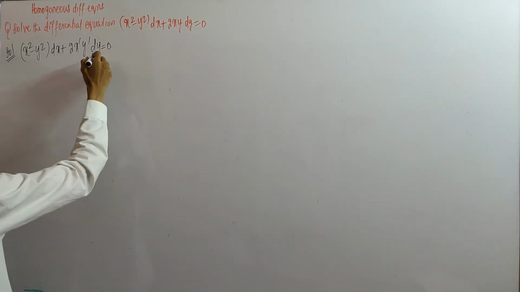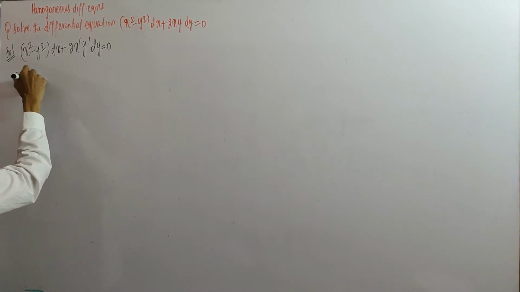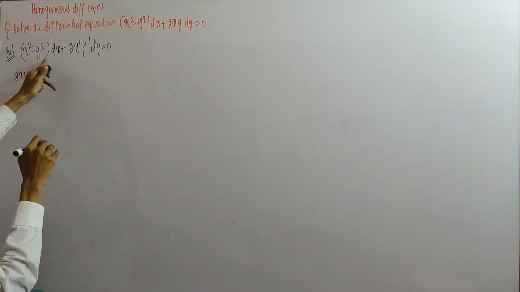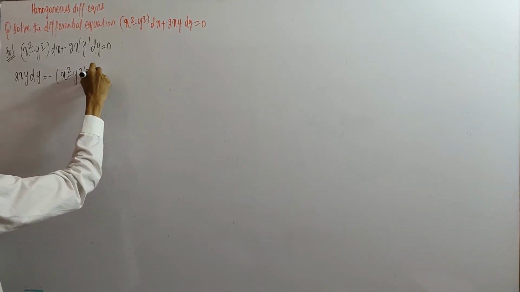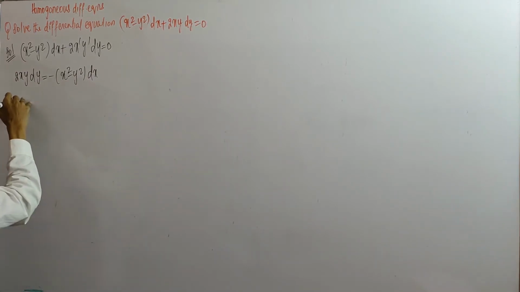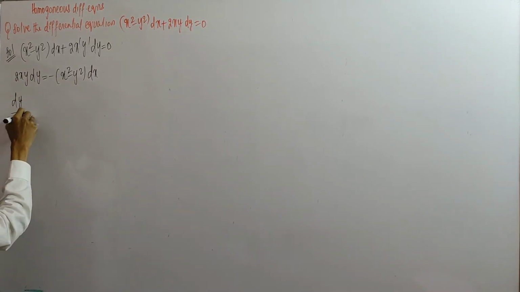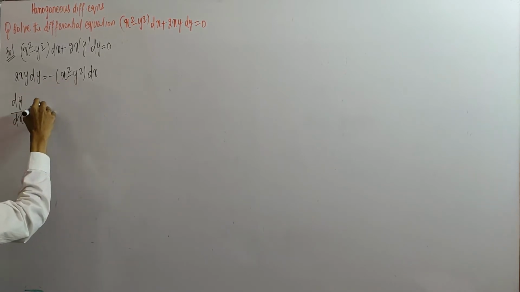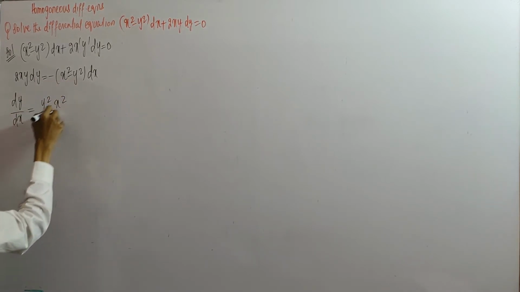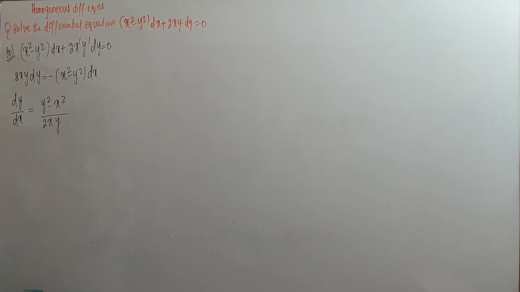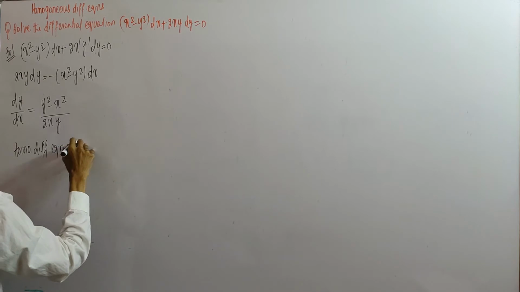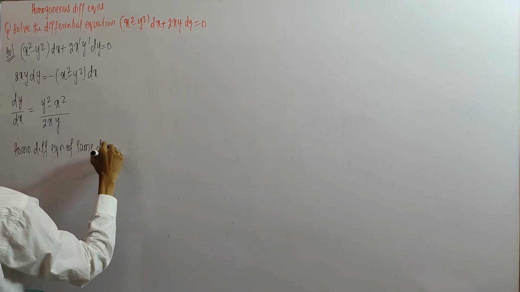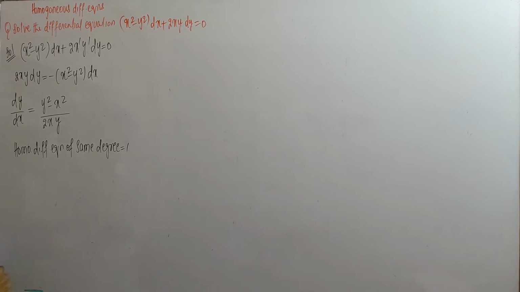Now get dy by dx. Here we have 2xy dy is equal to, take this term to this side, it will become (x square minus y square) dx. Now send this dx here. This will become dy by dx equal to, multiplying the minus sign, (y square minus x square) upon 2xy. Now this is a homogeneous differential equation of the same degree. That is, the degree is 2 for this.